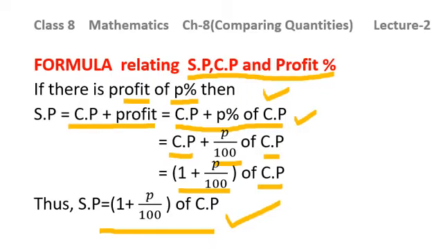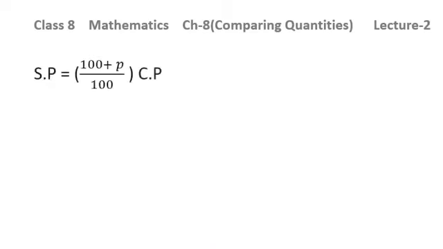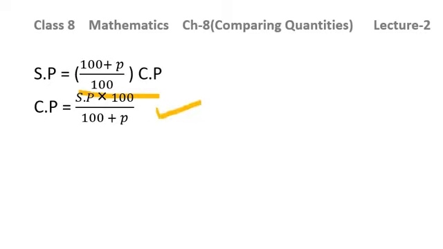Okay. After that, if I solve the bracket, I have taken the LCM, 100. So it will be 100 plus P over 100 into CP. After that, if I need to find the formula in terms of CP, what I need to do is multiply SP by 100 on the other side, and 100 plus P will be the denominator. So this is the formula in terms of CP. In the previous step we have seen the formula in terms of SP.